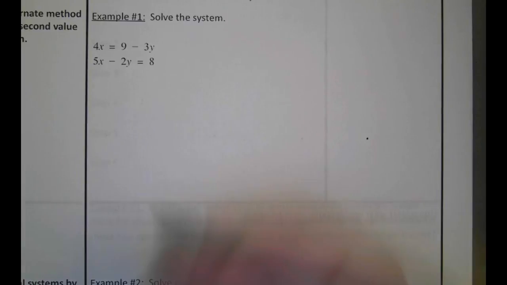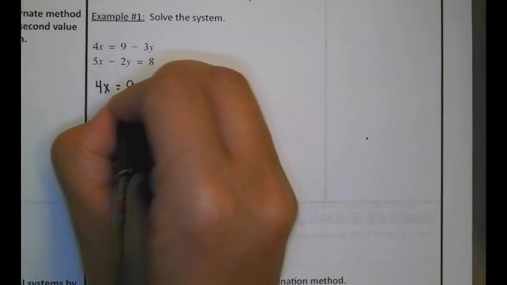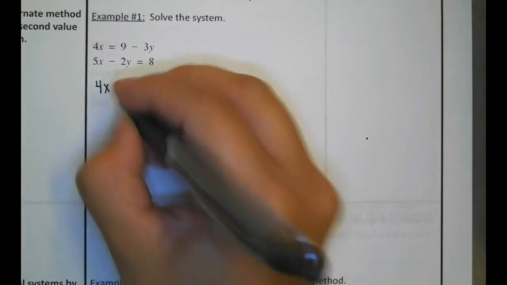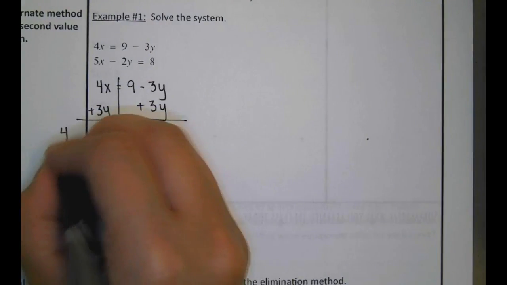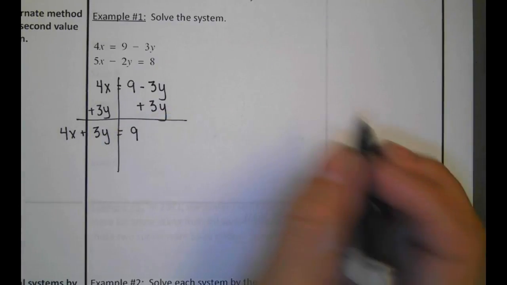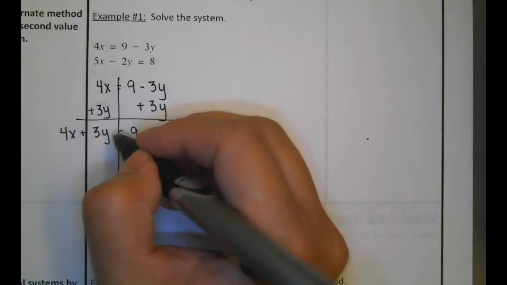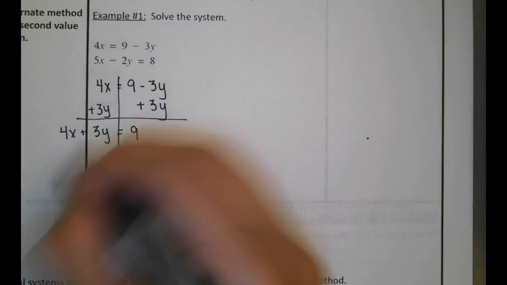Alright, first example. I've got 4x equals 9 minus 3y. To get this in standard form, I'm going to add 3y to both sides. This will give me 4x plus 3y equals 9. My second equation is already in standard form, but neither equation has the same coefficients. Neither variable has the same coefficients.